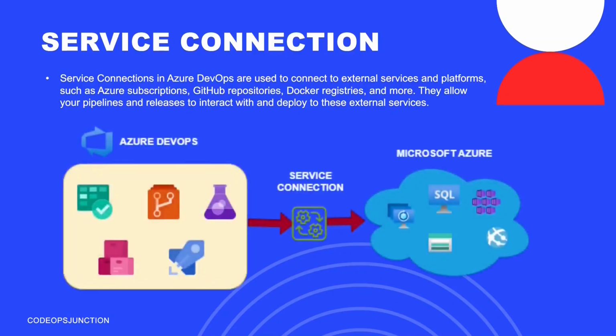So this is how we are going to create a service connection between our Azure DevOps and Microsoft Azure. You can see in the diagram, on the left side we have Azure DevOps and on the right side we have Microsoft Azure, and in between there is service connection, which is a communication bridge between Azure DevOps and Microsoft Azure so that Azure DevOps can communicate with Microsoft Azure. So we will see service connection in action right now.